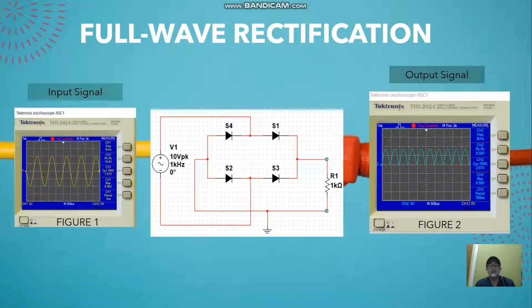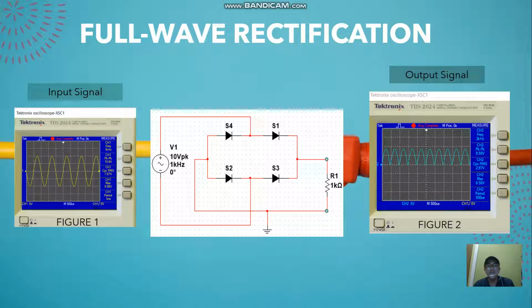Part 2, I'm going to explain the full wave rectification. Later, our circuit will be constructed just like in this electrical figure, where we are using the same signal source from our previous half wave rectification, and then it will be connected to 4 diodes in 2 sets of parallel, and finally connected to our load, which is again 1 kilo ohm of load.